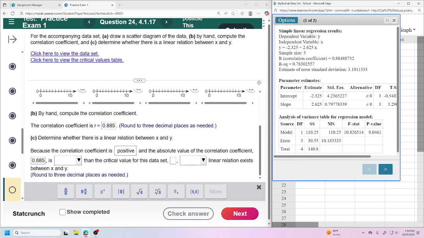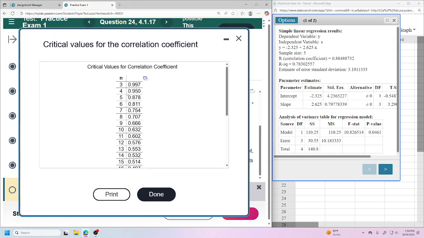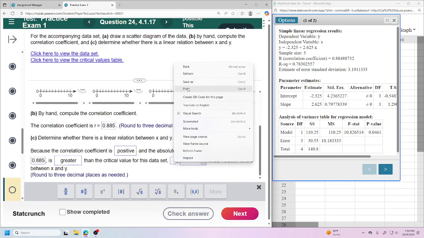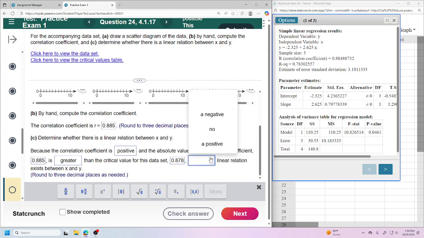Cool. Very good. So that's the same number. I think they're wanting the same number there. So it is greater than the critical value, which we saw. Again, it was this 878 thing. I'm going to copy. I'm going to paste. Oh, come on, let me paste. There you go. And positive.